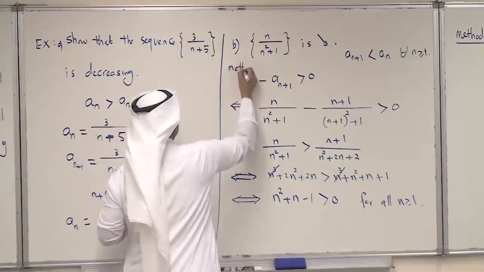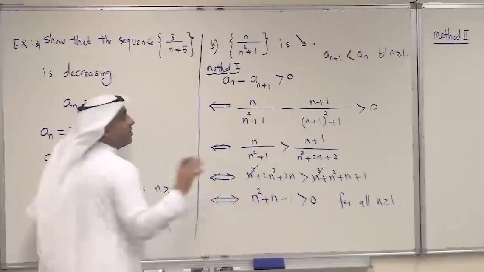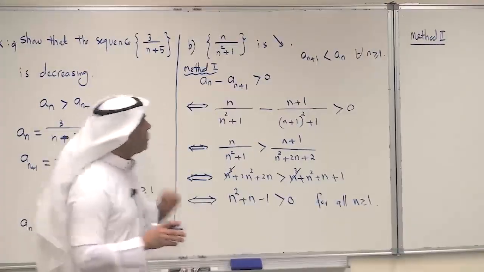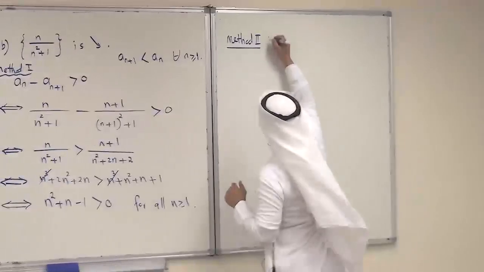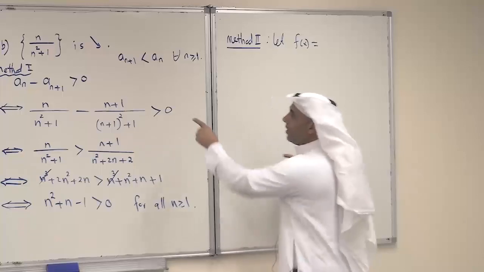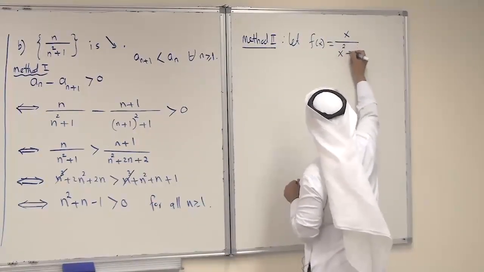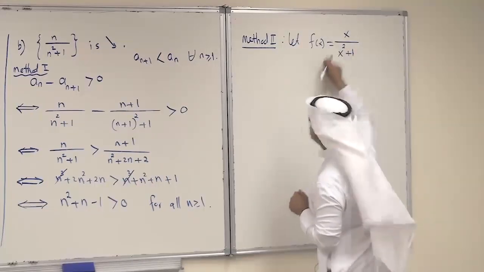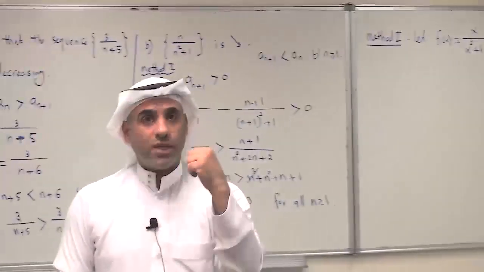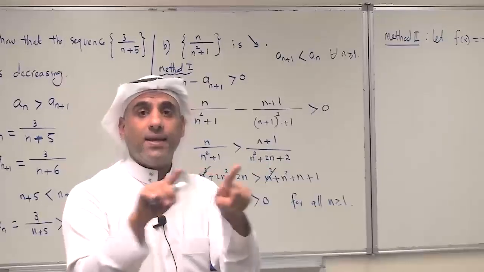So since we introduce another method now, let's give some names for this. So this is method number 1. I apply the definition to prove that a_n is greater than a_(n+1). Another way to do it, I will let a function f of x be defined to be equal to whatever we have there, which is x over x squared plus 1. If I can prove that this function is decreasing after 1, then the sequence is also decreasing. Why? Because this function and the sequence agree at the integer points.